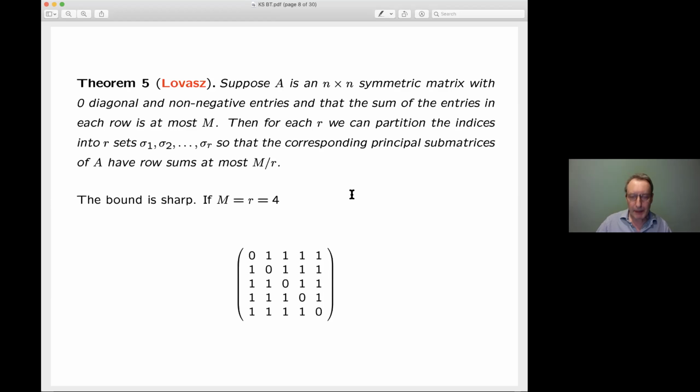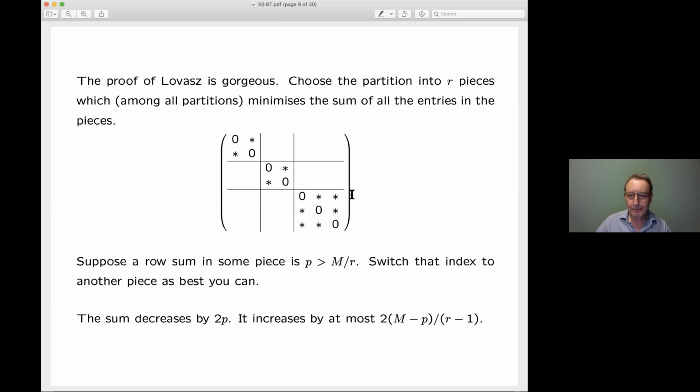Right, so I said I would give a proof of this. The proof is really gorgeous. What we do is rather magical. We just choose among all the possible partitions into r pieces the partition which minimizes the sum of all the entries in the pieces.